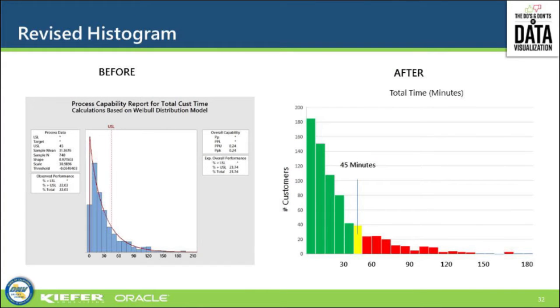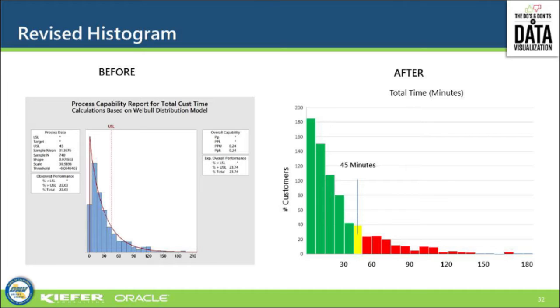So again, this is what I get out of Minitab. It's very explanatory, but if you are not familiar with how to read the charts out of Minitab, it becomes a challenge to explain it. So what you see on the right is the version I created. We went from 8% of people being completed in 45 minutes or less to 78% of people being completed in 45 minutes or less.